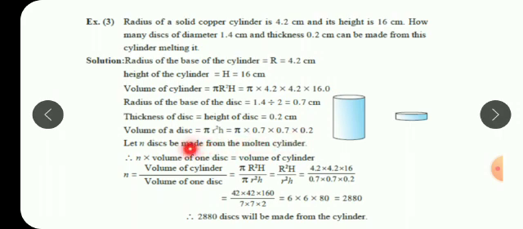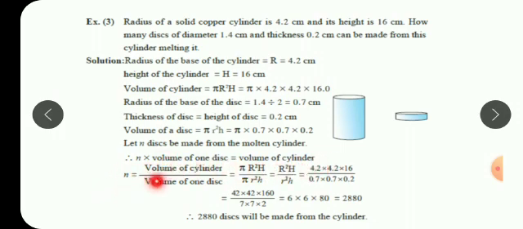Now how many discs can be made? That we have to find. So let n number of discs be made from the molten cylinder. Therefore n multiplied by the volume of one disc is equal to the volume of that cylinder. So from this equation we can find n.